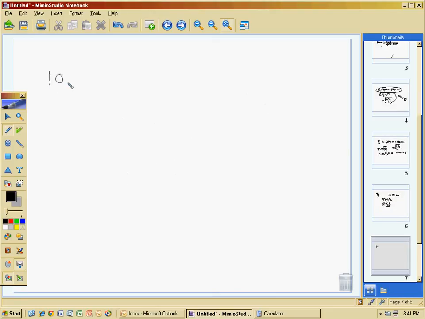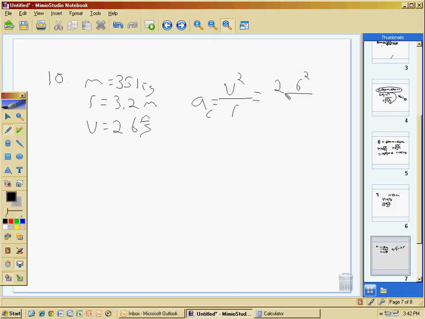Last one, number 10. Very basic circular motion problem. You know the mass of the child, so you know mass equals 35 kilograms. It's 3.2 meters from the center, the radius of this carousel, and it has a tangential speed of 2.6 meters per second. Well, what's its centripetal acceleration? We've only got one equation. Plug them on in, so you get 2.6 squared over 3.2, which should give you a centripetal acceleration of 2.11 meters per second.